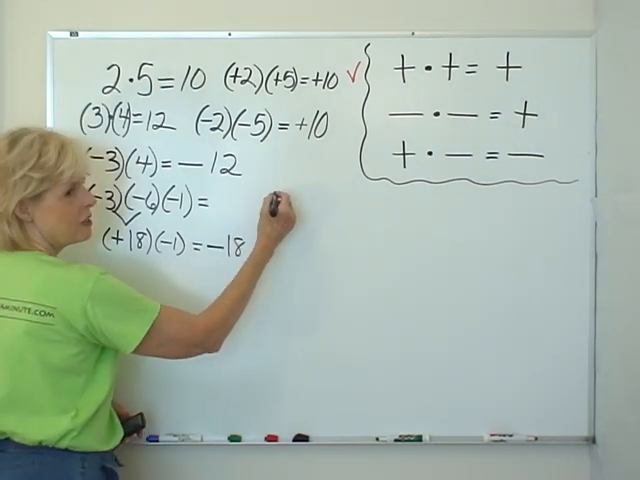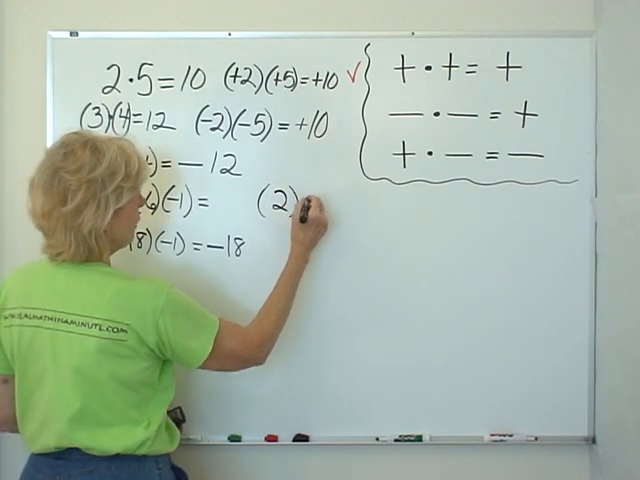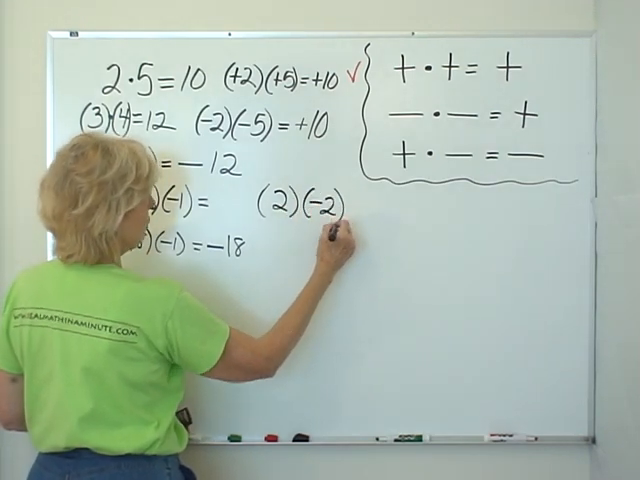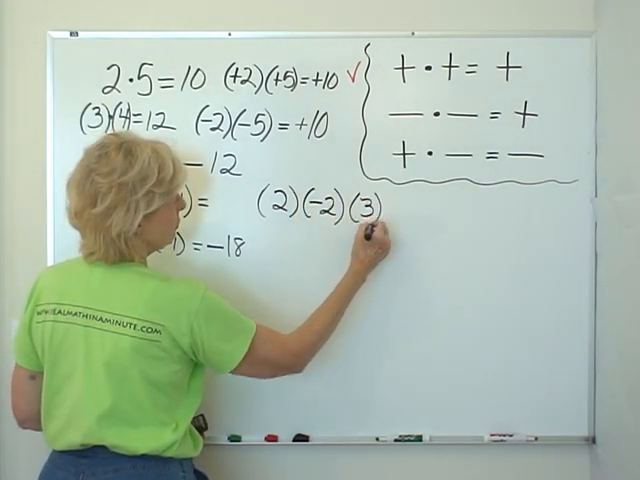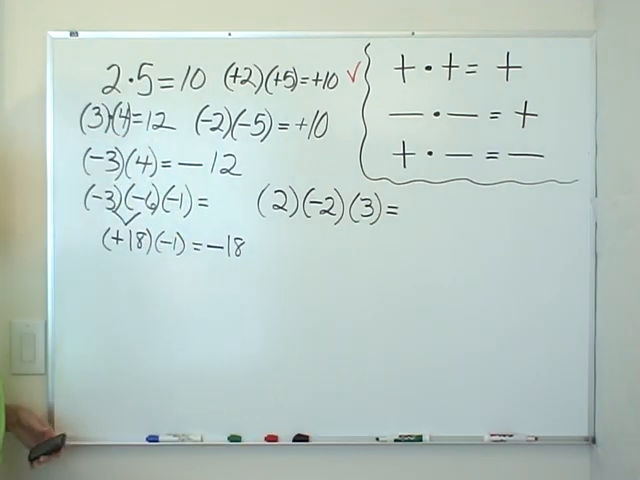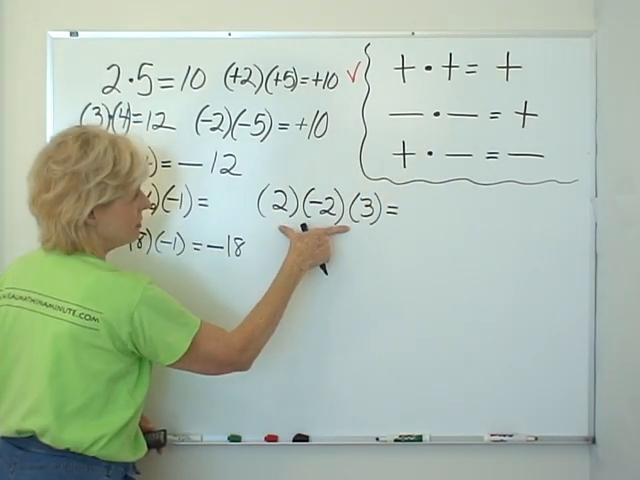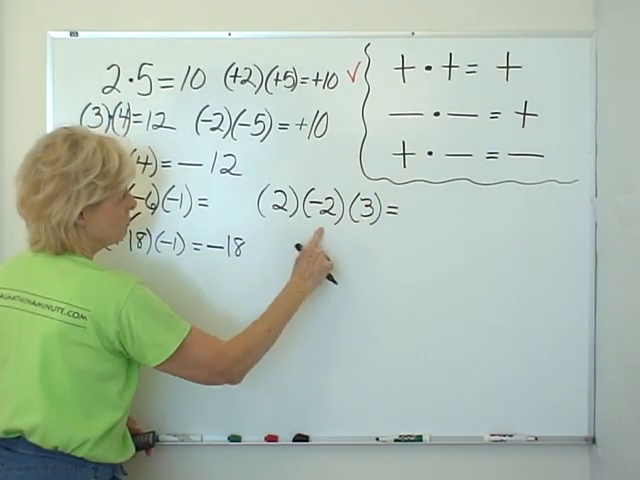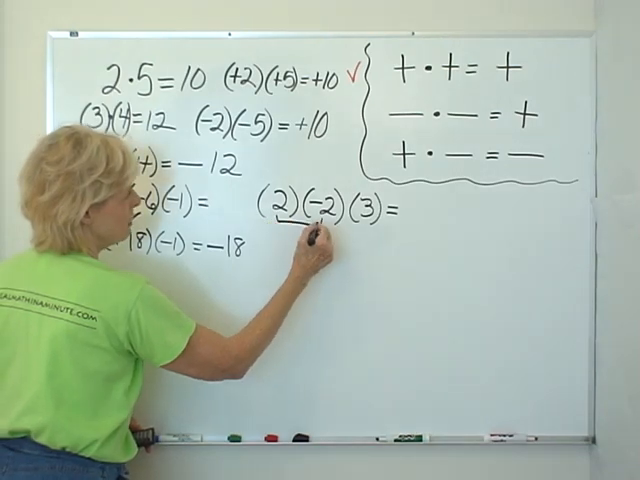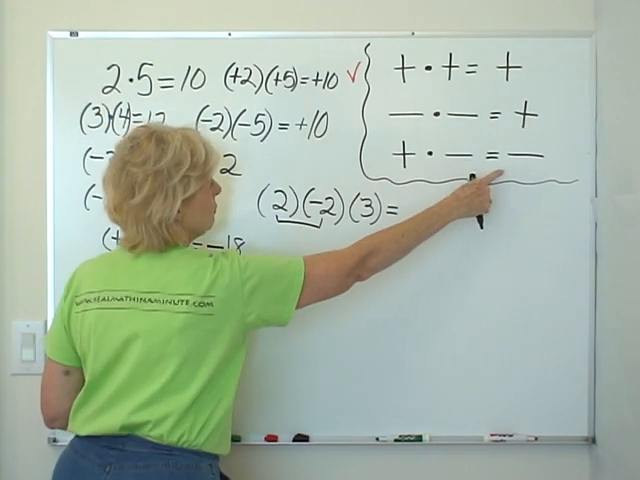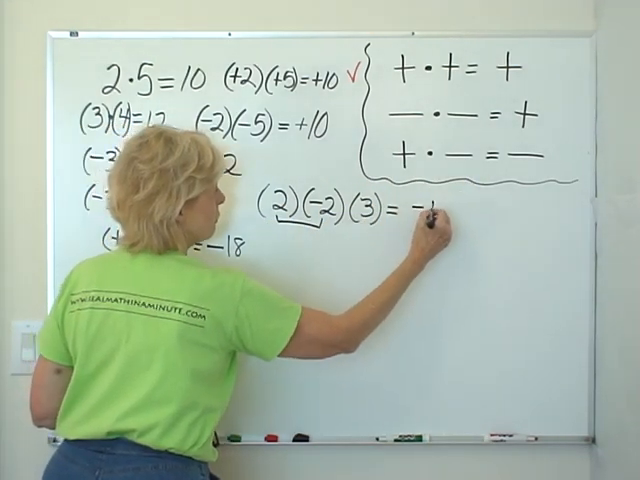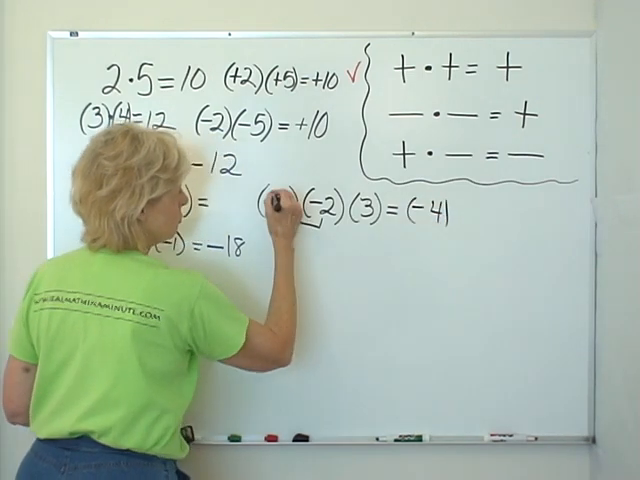Let's do another one. Let's say I've got 2 times negative 2 times positive 3. I could just say 3 and we would all know what I meant. But again, I've got 3 signs, so I take 2 at a time. I can take any 2 at a time, but I'll just take the first 2. So these 2 right here give me a positive times a negative, gives me a negative 4. That's what those 2 give me.